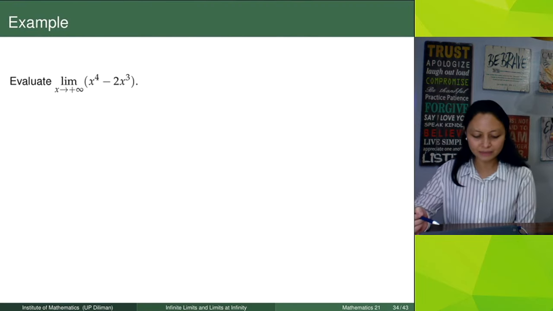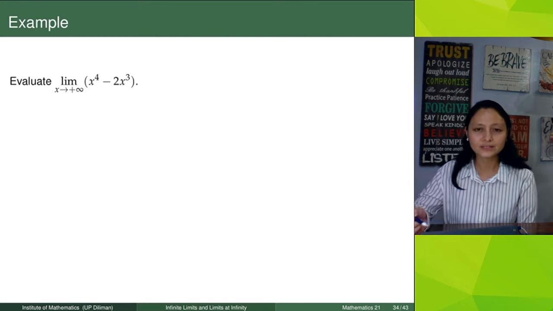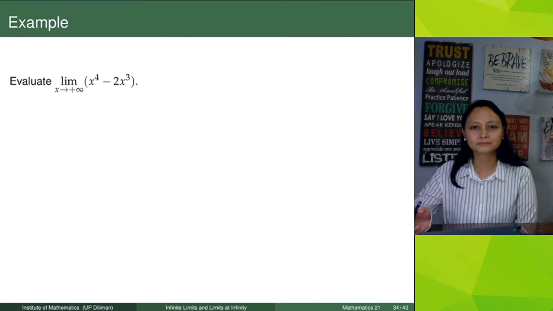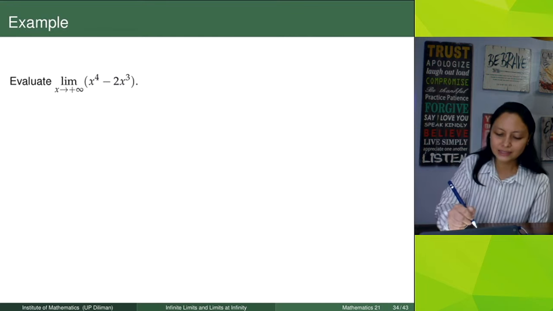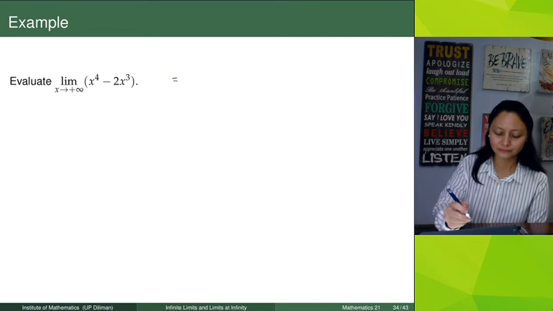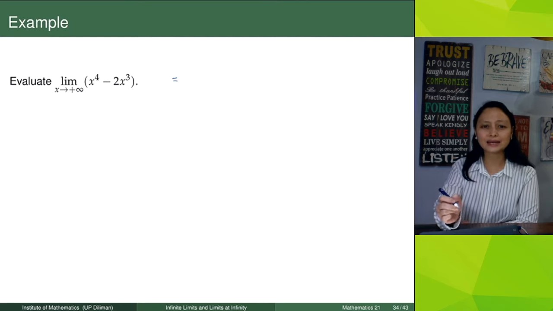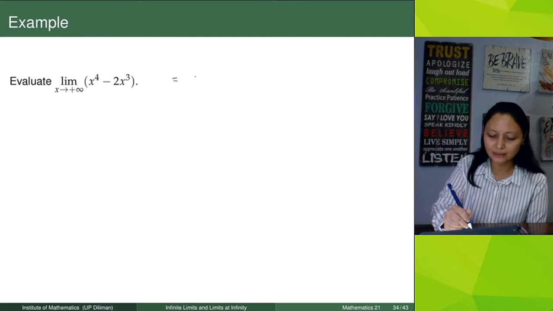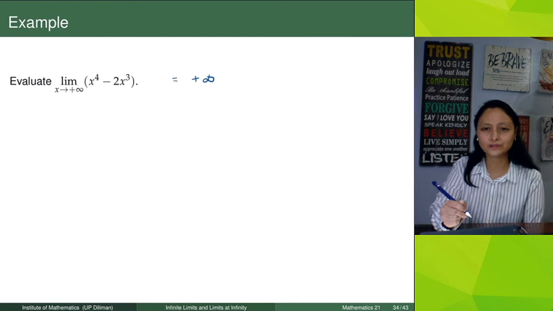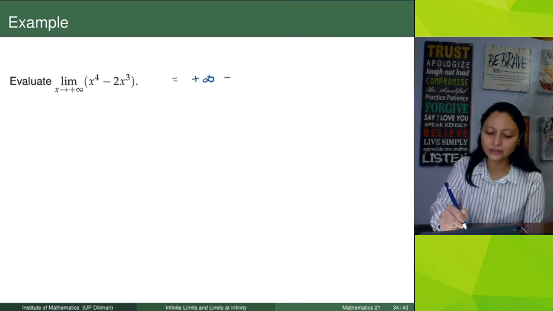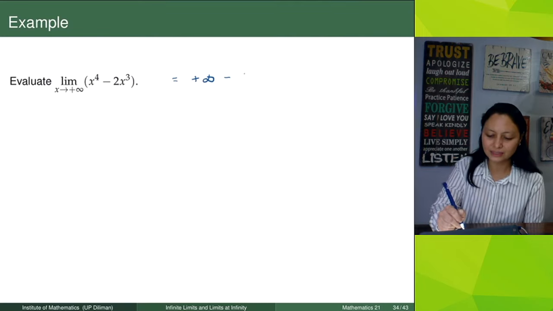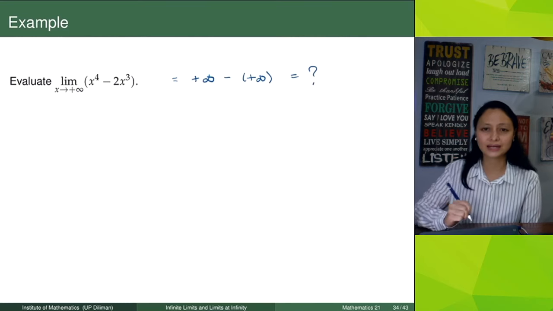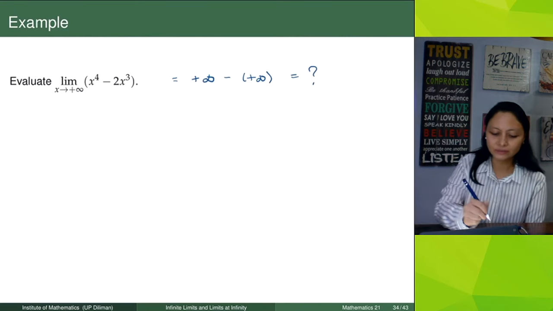Sige, let's look at some examples. We want to get the limit of x to the 4th minus 2x cubed as x approaches positive infinity. Okay, baka i-substitute nyo agad. Sige, if you let x be equal to positive infinity, diba you get positive infinity raised to 4, positive infinity, minus 2 times positive infinity cubed, positive infinity. Okay, so kung ganito ay indeterminate form pa siya. Diba? So what can we do?